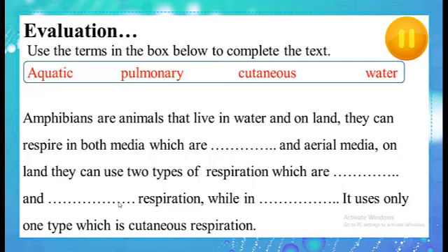Amphibians are animals that live in water and on land. They can respire in both media, which are, yes, great, aquatic and aerial media. On land, they can use two types of respiration, which are pulmonary and cutaneous respiration, while in water, it uses only one type, which is cutaneous respiration.